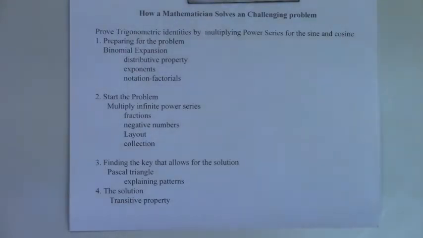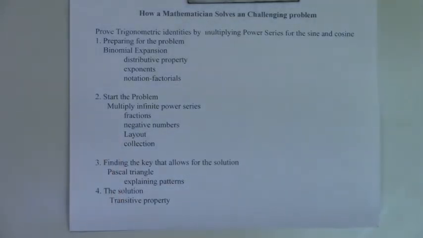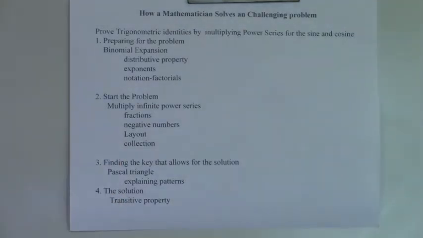In order to be able to do that, one has to know how to multiply fractions, the rules for multiplying by negative numbers, but most key of all, they have to know how to lay the problem out, because that is what gives us insight to the problem and shows the techniques that we need in order to solve it. And finally, we collect the information from the distributive property and put it in a form that we can then later use to solve the problem.